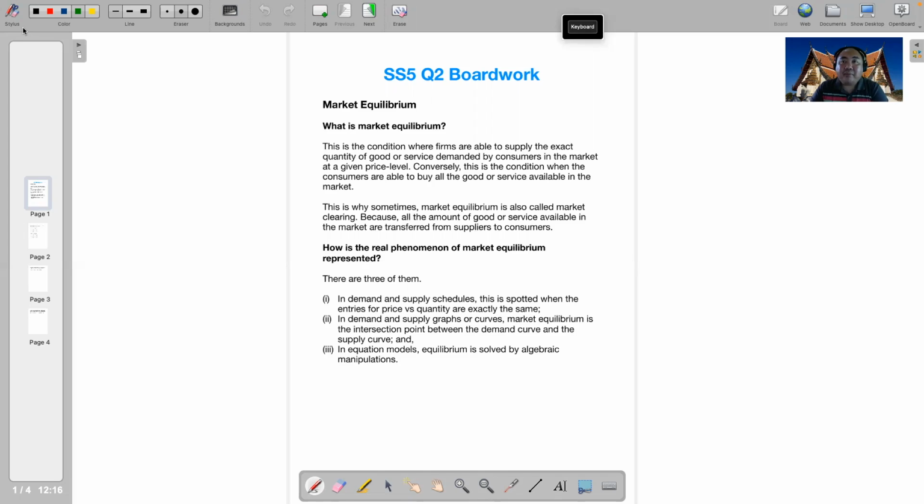Now, how is the real phenomenon of market equilibrium represented? Well, there are three ways. In demand and supply schedules, we spot market equilibrium when the entries for price and quantity are exactly the same in the demand schedule and the supply schedule. In demand and supply curves or graphs, market equilibrium is the intersection between the demand curve and the supply curve. And in equation models, the equilibrium is solved by algebraic manipulation. In this edition, we're going to study the first and the third. All right, so let's have this example.